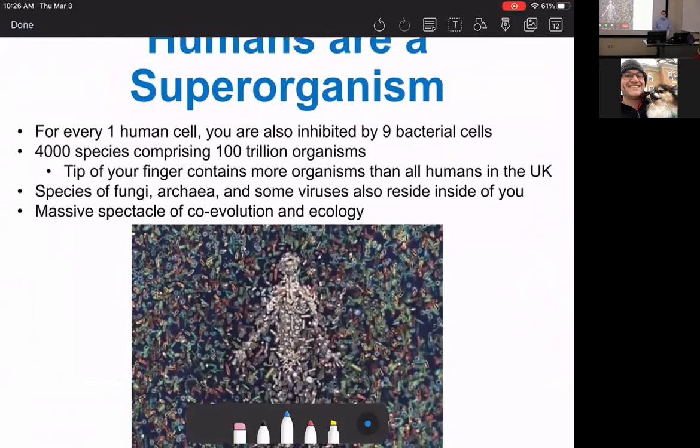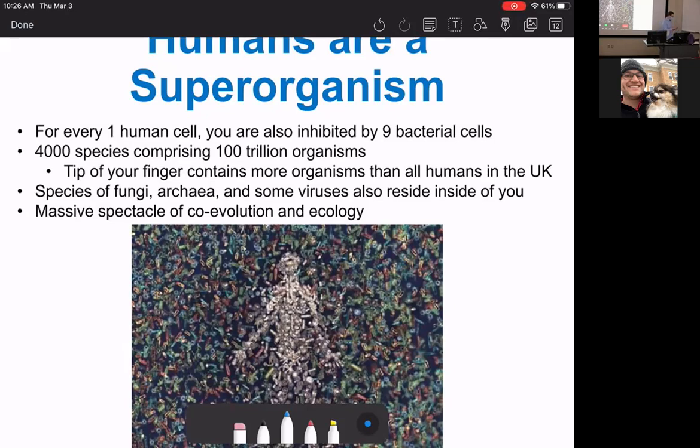You're home to a hell of a lot more bacteria cells. Lots. Now, how's that possible? I don't look like a blob, right? It's because they're so much smaller than a eukaryotic cell, remember? So in the space of a single intestinal cell, you may have like 100 bacteria attached to it. In the tip of your finger, there's more bacteria than people that live in the entire United Kingdom. That's how many bacteria can actually exist in such a small space.